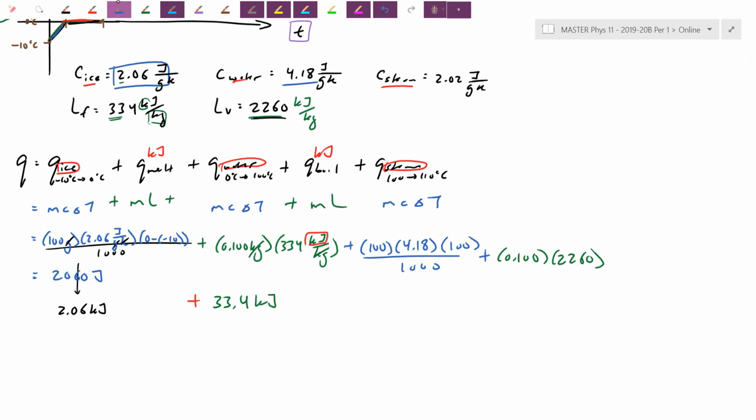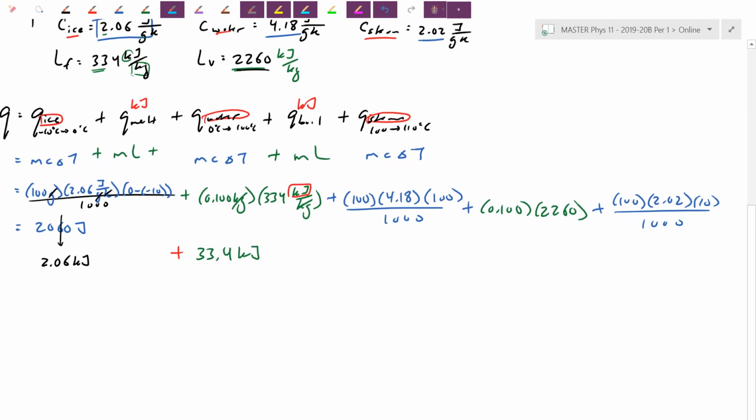You could have done this in separate steps here, but I just want to show you the big picture. Plus, same 100 grams. The constant has dropped back down to 2.02. Times it by another 10 degrees, divided by 1,000 just to convert the units. So let me just add up the rest of these bits here. 100 times 4.18 times 100 divided by 1,000. This gives me 41.8. Remember, I'm dividing by 1,000 just to get it to kilojoules. This one here is 226. Last one, 100 times 2.02 times 10 divided by 1,000. This one here is giving you 2.02.